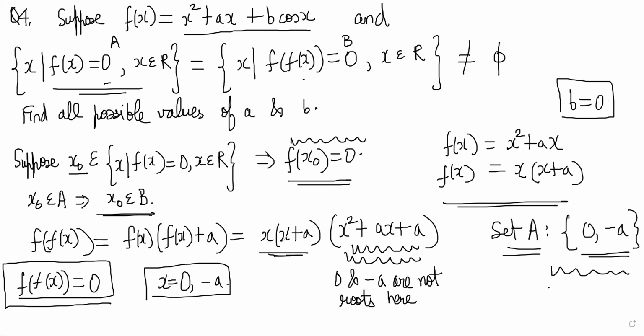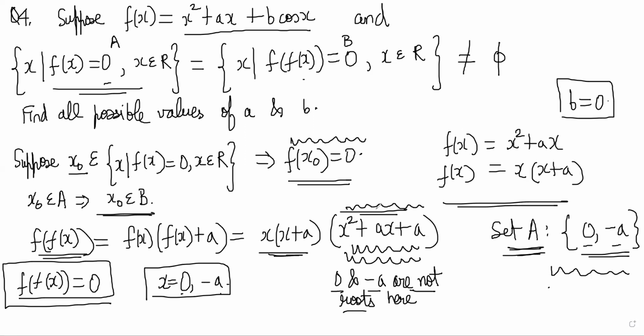If a is 0, then the equation is simple. f of x becomes simply x squared, right? A could be 0. That is a possibility. A equal to 0 satisfies all the conditions. But if a is not 0, then 0 and minus a are not roots here. So that means that f of f of x equal to 0 will have other roots beyond 0 and minus a if this quadratic has a solution, right? If this quadratic has some roots which are not 0 and minus a, that means set B will have some extra elements, but set A had only these two elements, right?